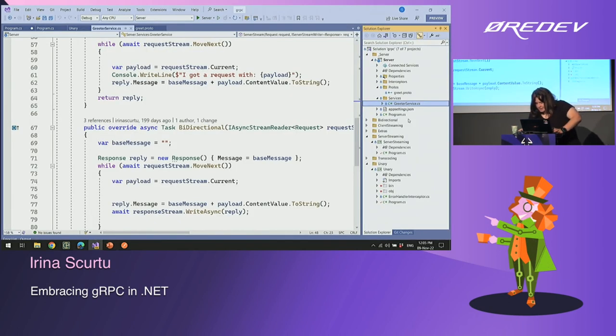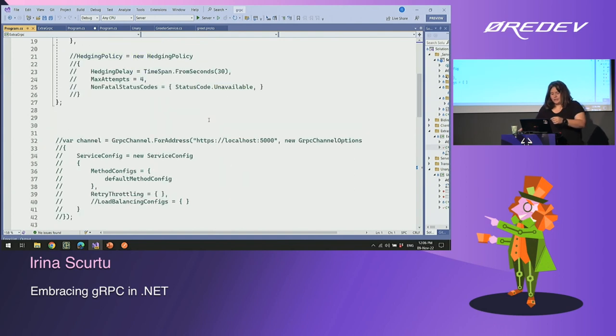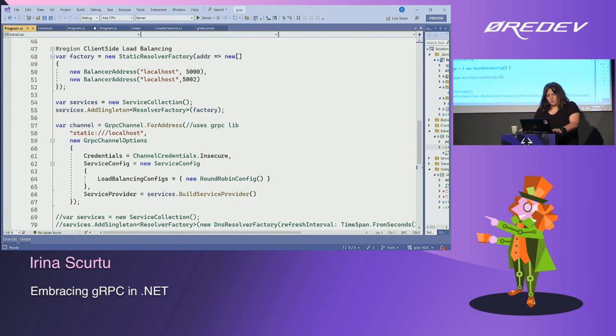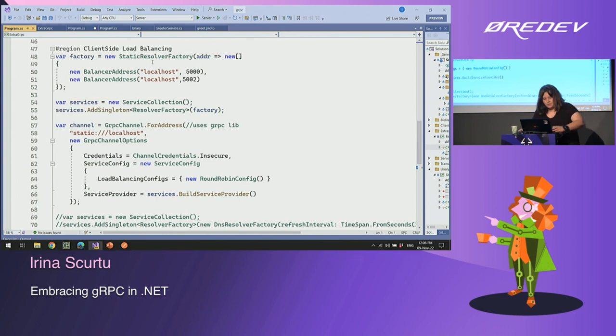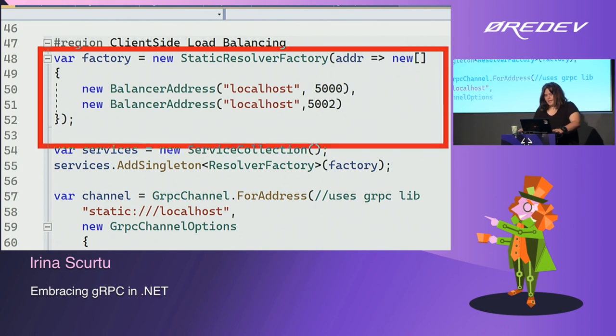How is this actually implemented? You can see the code, and you can get it at the end. So, I'm not going to talk about that. Client-side load balancing: basically you need to say, hey, I have a static resolver factory, I have two balancer addresses, it's localhost, this port and this port, because I know them, because it's localhost.